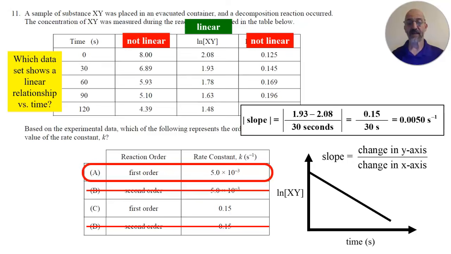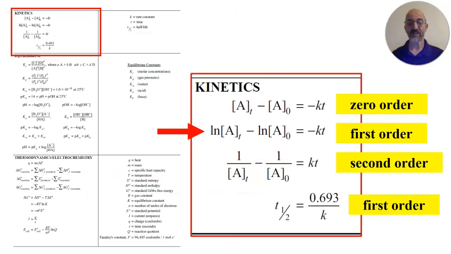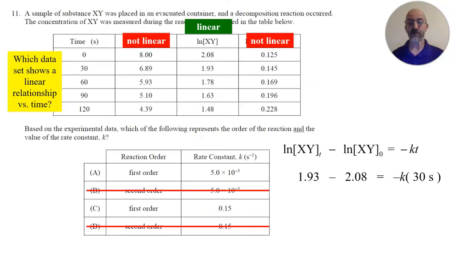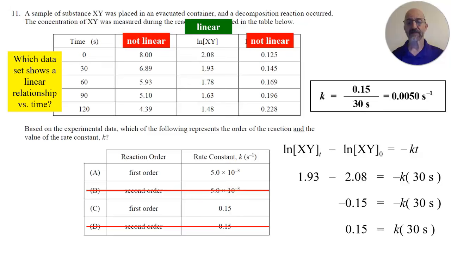Now, you might say, is there another way we could do this calculation if we use the equation sheet? And yes, you could use that natural log equation. You could just take 2 points. So I'll take the first 2 points, and I've taken the natural log of the concentration, or actually it's given to me in this problem. So 1.93 minus 2.08. That's the difference in 2 time periods. That's 30 seconds. And again, I would get the same answer. I would get 0.15 divided by 30 seconds, and I get that answer.